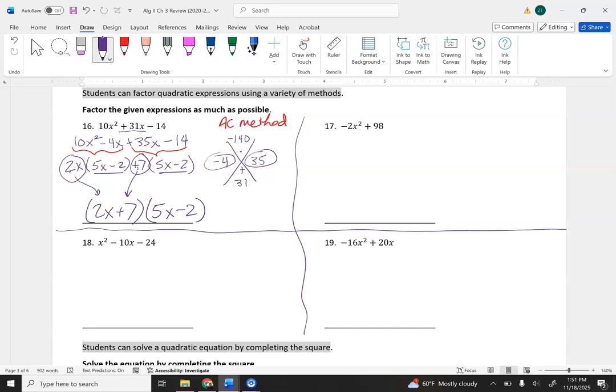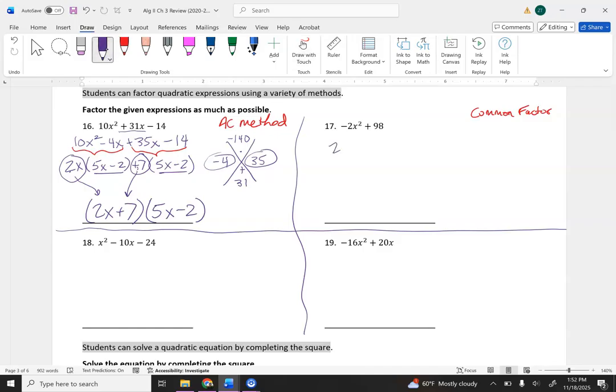So in this one, there is actually something in common. 98 and 2 can both be divided by 2. So we're going to pull out that common factor. So that's the first method that we're using here. So that common factor is a 2.